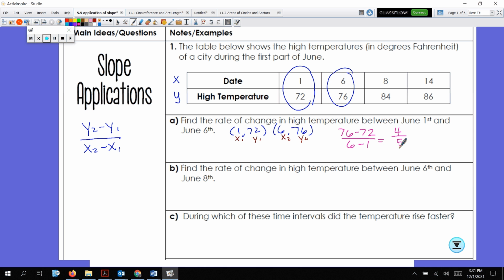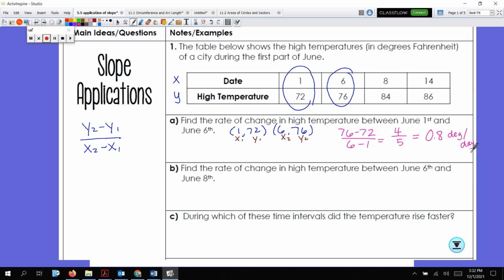Because we're talking about a real value with a real problem, I want to actually divide this to numbers. So take 4 divided by 5, and you get 0.8. That's how many degrees it changed per day. So 0.8 degrees per day. All right, that wasn't so bad, right?